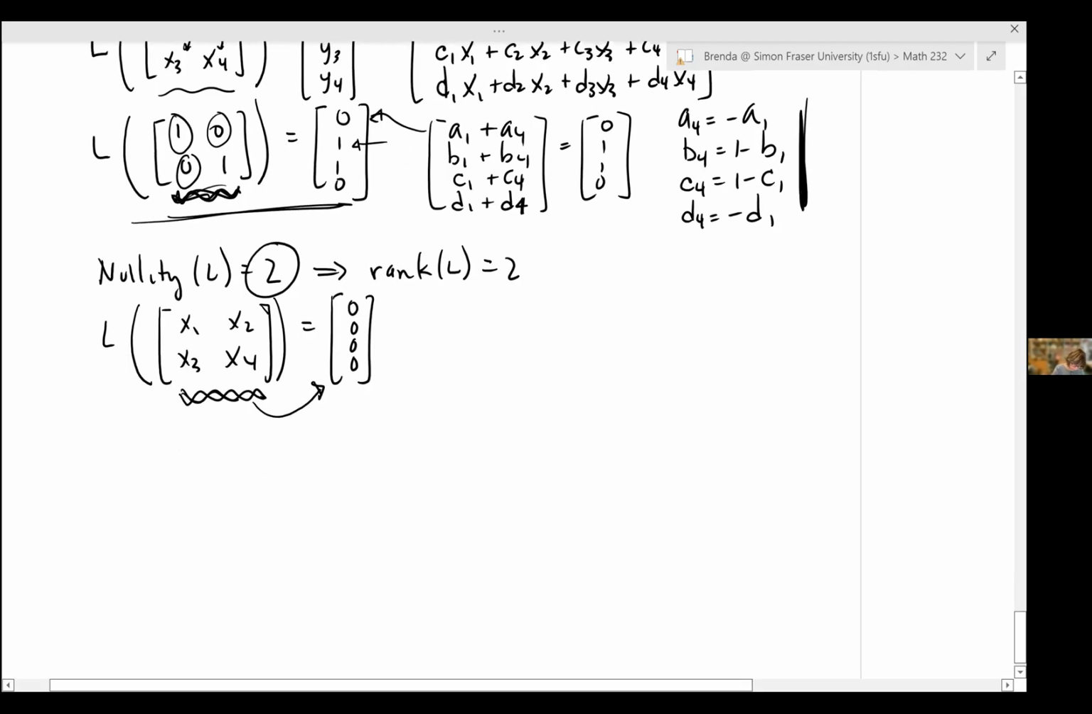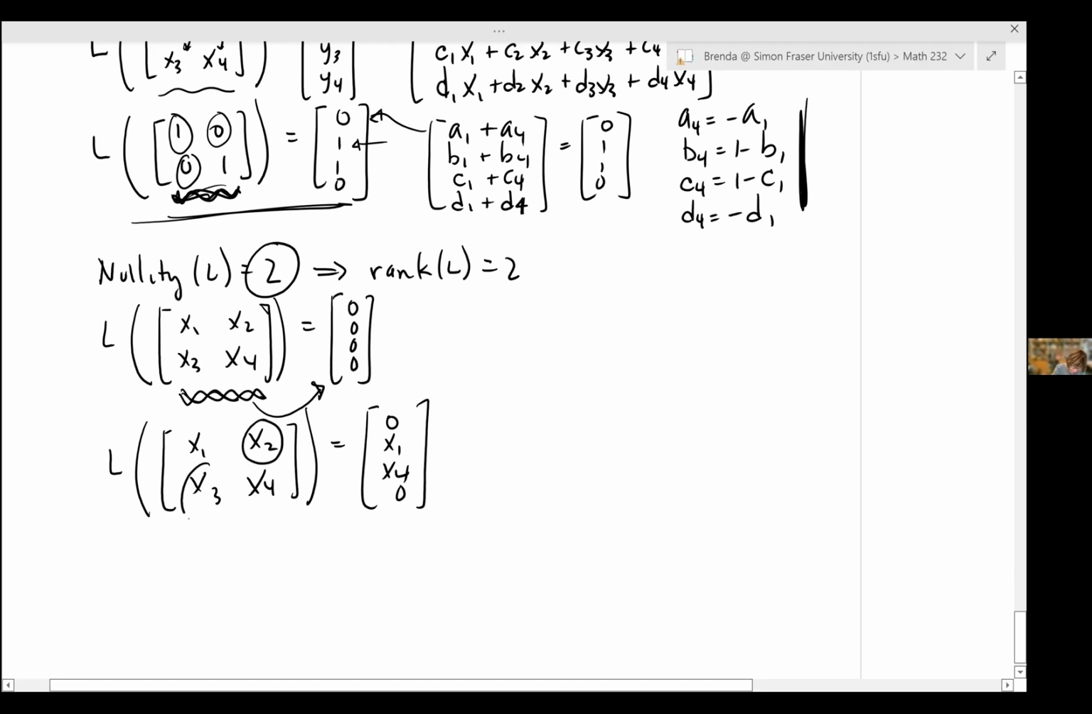Okay, so let me write that here. One option. There are lots of options here. I'm just thinking through what some possibilities are. How about this possibility right here? 0, x1, x4, and 0. That means it doesn't matter what x2 and x3 are. That gives me a nullity of 2.